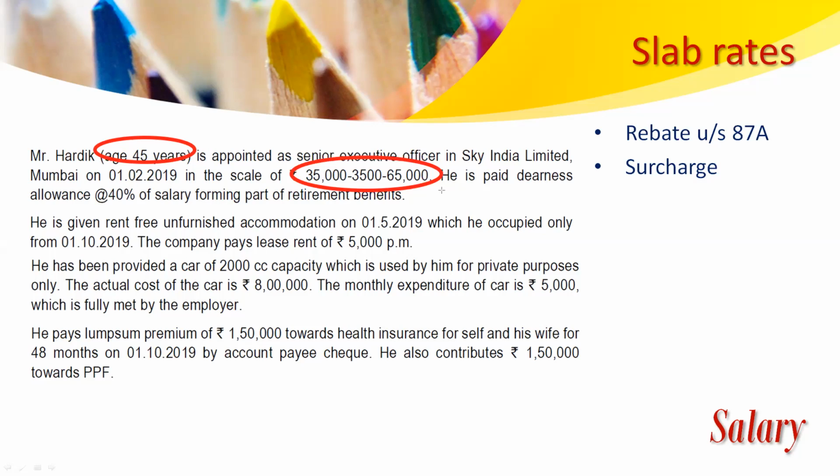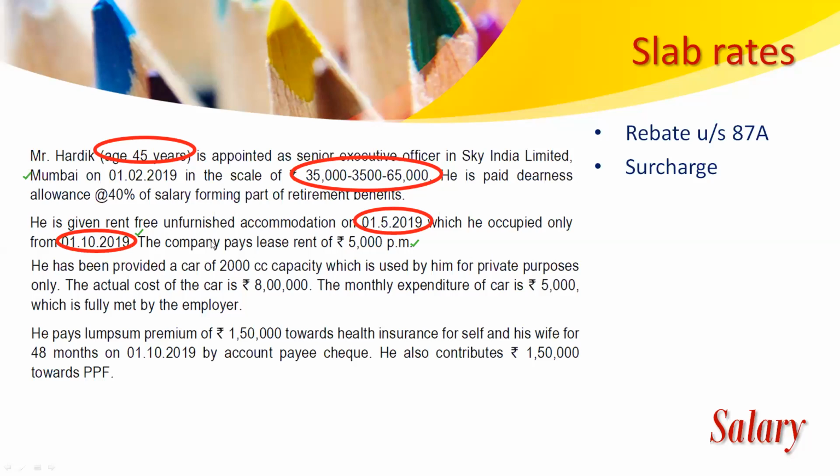Next, he is given a rent-free unfurnished accommodation on 1/5/2019, which he occupied only from 1/10/2019. So just to confuse, there are two dates given here. Only the occupancy matters. So only from the date of occupancy we'll have to take into calculation. Even if you see for HRA, there are two types of calculation available. One where you are paid an HRA amount, house rent allowance amount. The other is giving a rent-free accommodation, with the company either owning it or paying an amount of lease to the owner of the building. One more detail to be remembered is that his office is situated in Mumbai.